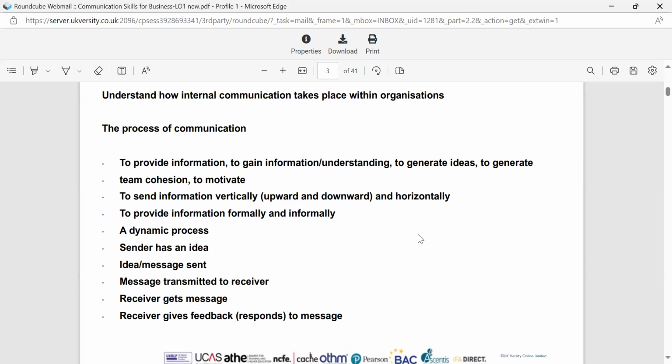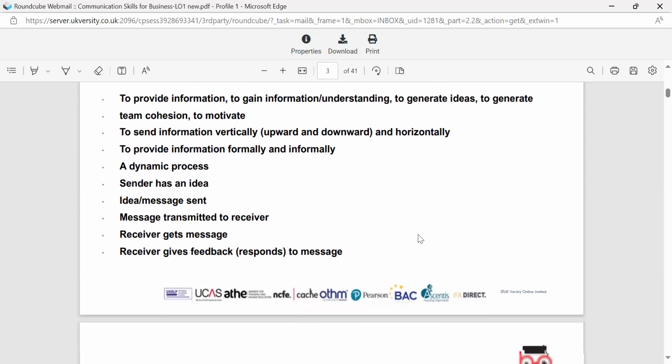It's a dynamic process, and the sender has an idea. The idea message is sent and the message is transmitted to the receiver. The receiver gets the message and then the receiver gives feedback.